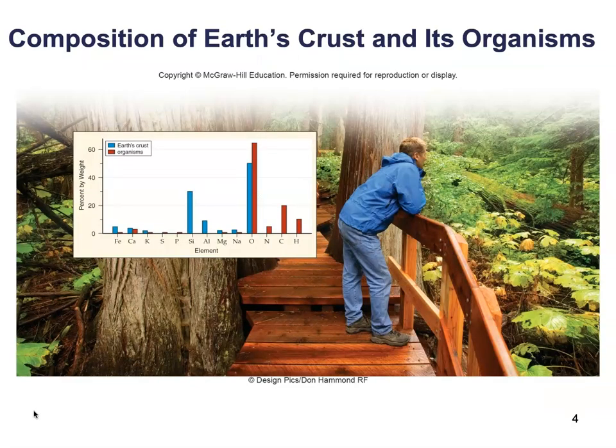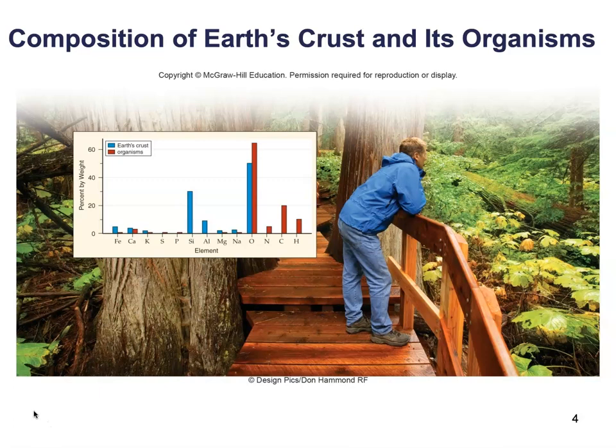Here we're going to take just a moment to look at the composition of the Earth's crust and its organisms. Here is a comparison of the elements that make up the Earth's crust and living organisms. The graph inset shows that the Earth's crust primarily contains elements of silicon, aluminum, and oxygen. Living organisms, on the other hand, things like trees and humans, primarily contain elements like oxygen, nitrogen, carbon, and hydrogen. Biological molecules also often contain the elements sulfur and phosphorus.